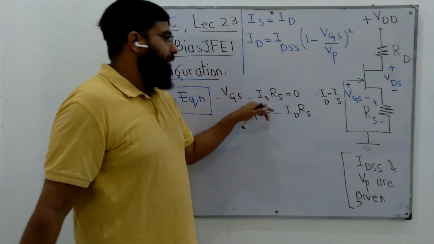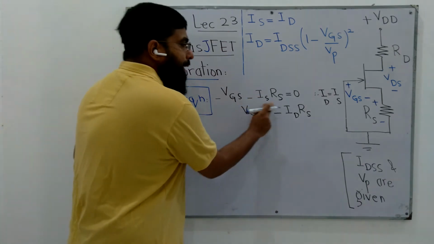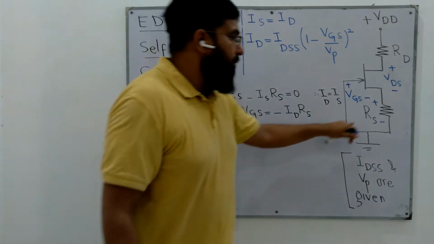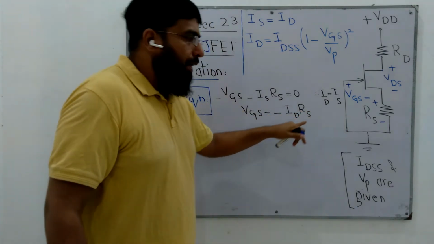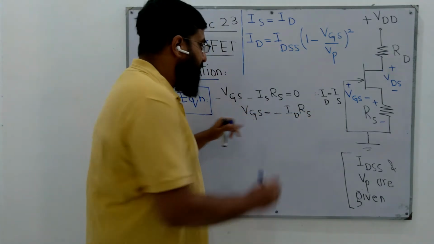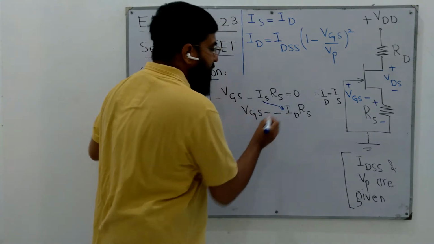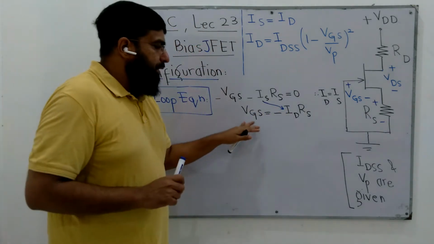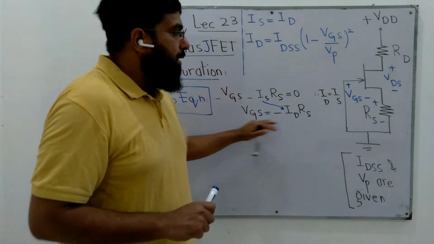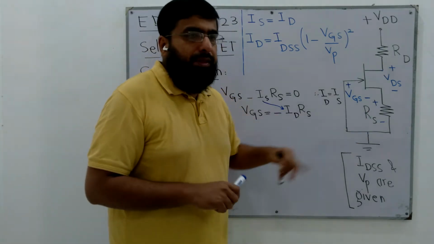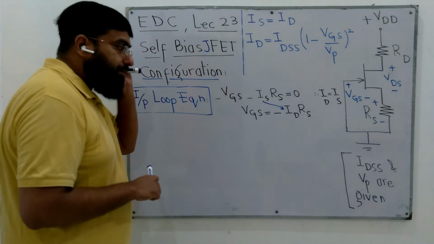The voltage drop across RS is ISRS, because the current flowing through the source resistor is IS. Since we know that ID and IS are the same, we can replace this IS with ID. So VGS can be written as negative ID RS. So we have obtained a negative VGS by virtue of this resistor RS, right?